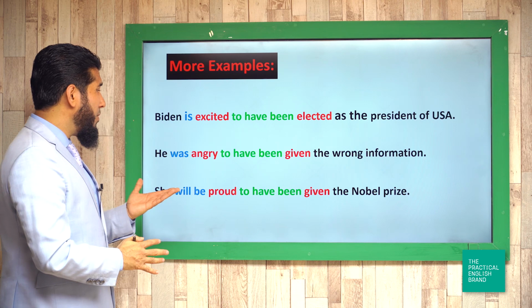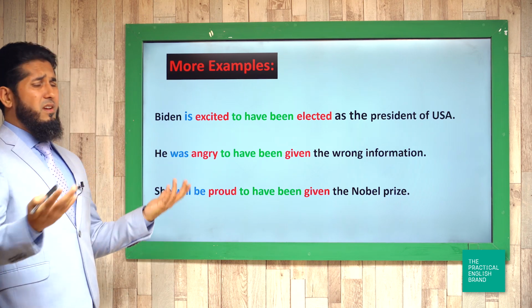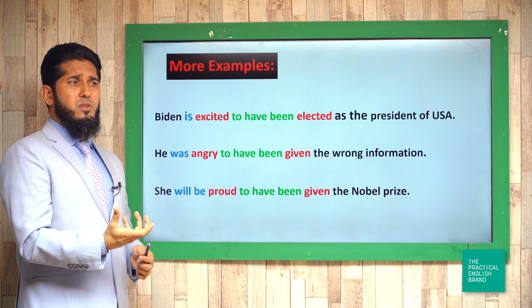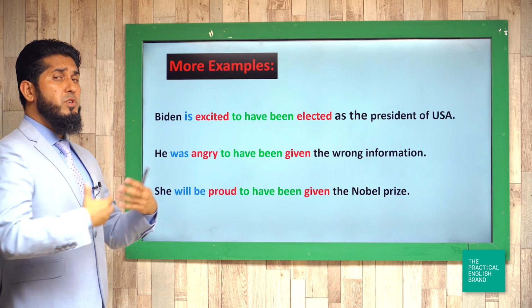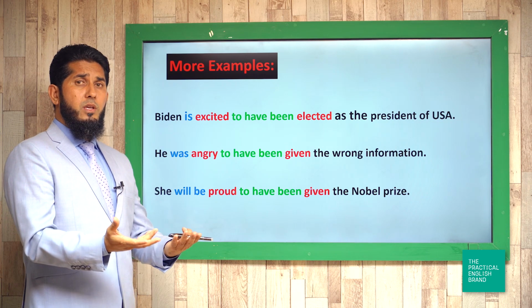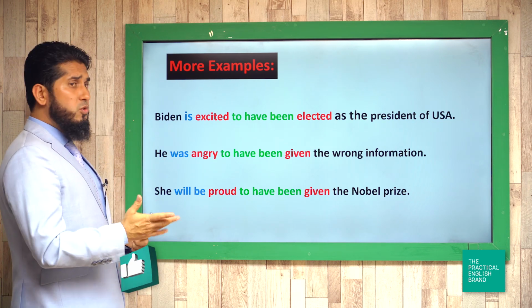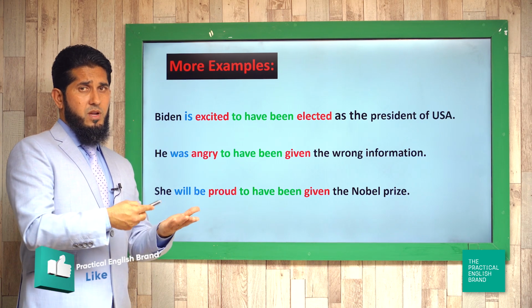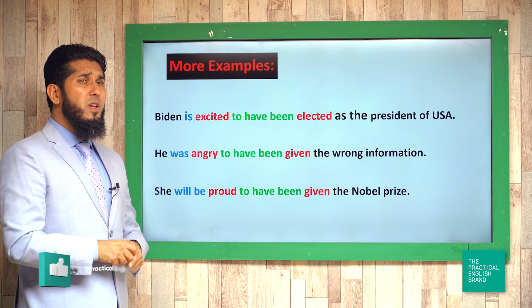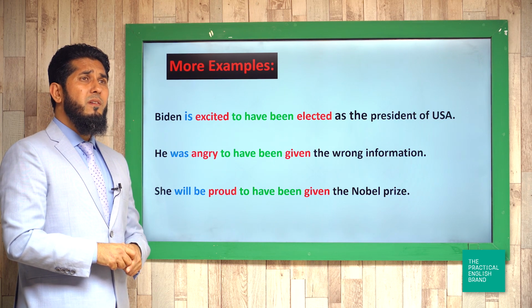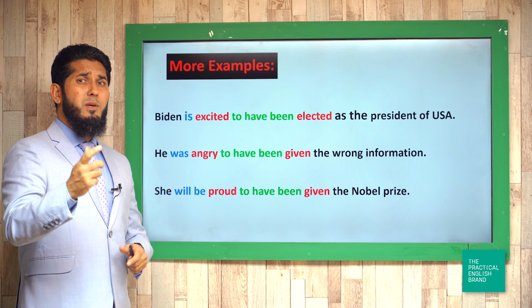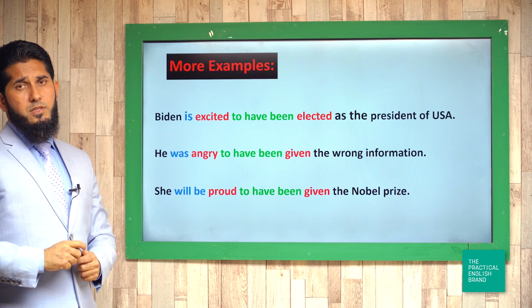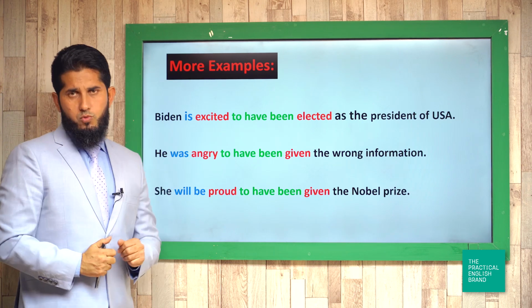Now, what is the main concept over here, that we use such difficult and complicated structures in order to be able to express our idea in a short way? So look, if you say it this way, he was angry to have been given the wrong information, easy, right? Comfortable, right? But if you say he was angry that he had been given the wrong information by someone, it becomes a long sentence. That's the main purpose, the main goal of using such structures.